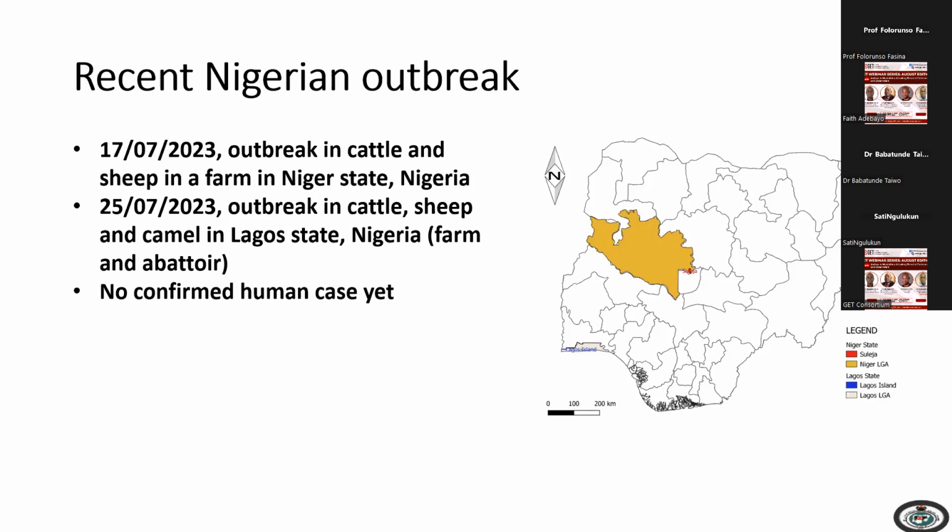And then on the 25th, there was also an outbreak in Lagos, and that outbreak involved cattle, sheep, and a camel. Again, it was also a farm in Lagos city. And on investigation, it was also discovered that there was an introduction of some animals into the farm, possibly, again, the source of infection of that farm. There was also a report from the abattoir. But, thank God, up till now, there is no confirmed human case. So these are the areas where we had the cases, in Suleja in Niger State and then in Lagos.